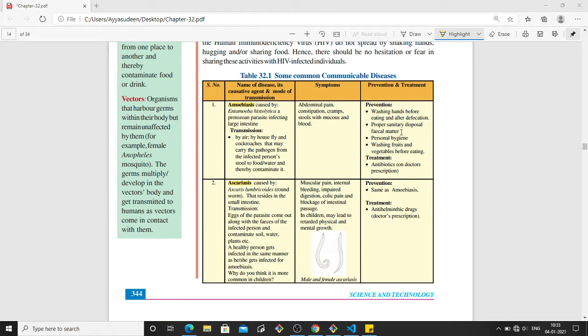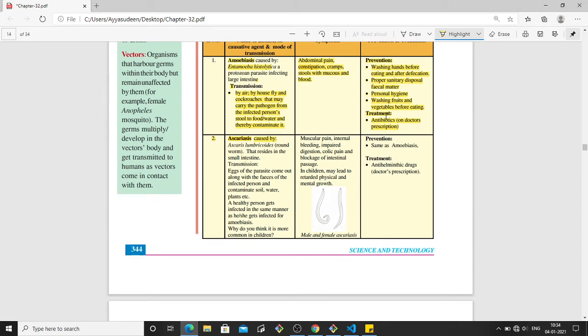So some common communicable diseases. First one is amoebiasis. It is caused by Entamoeba histolytica. So it infects the large intestine, and how the transmission happens, they have given here: by air, by housefly, and all those things. And symptoms: abdominal pain, and all these things. And prevention, you can read about here.